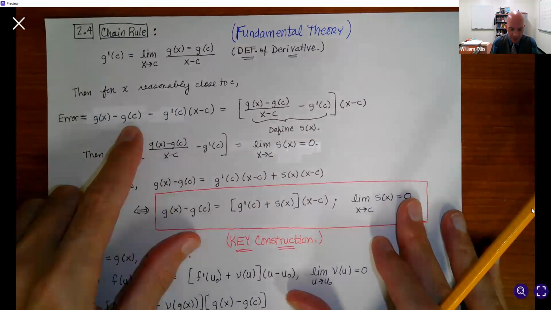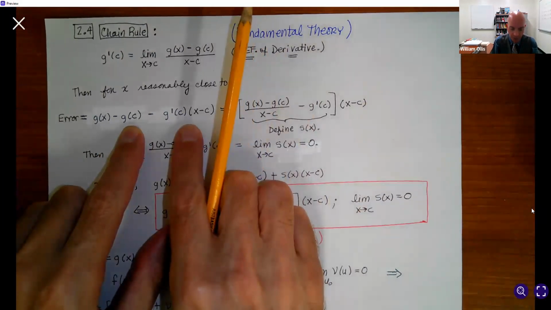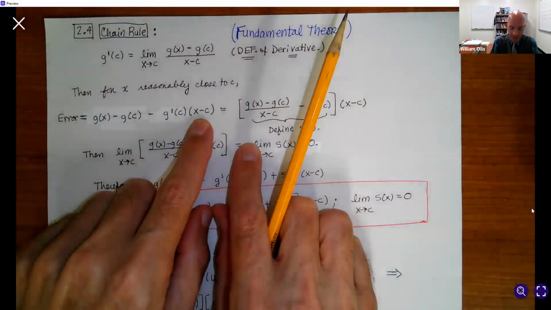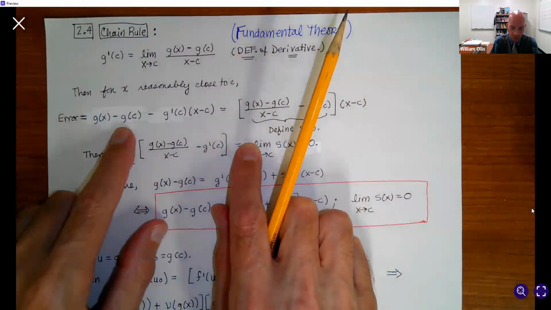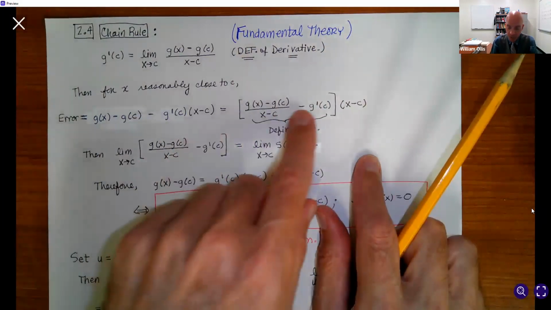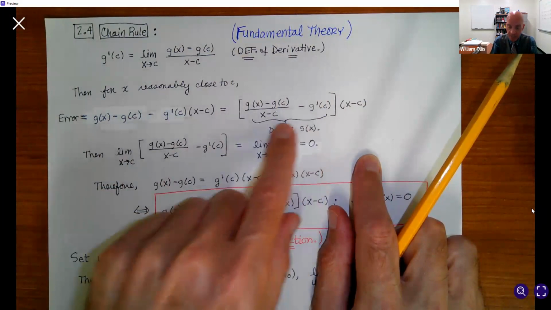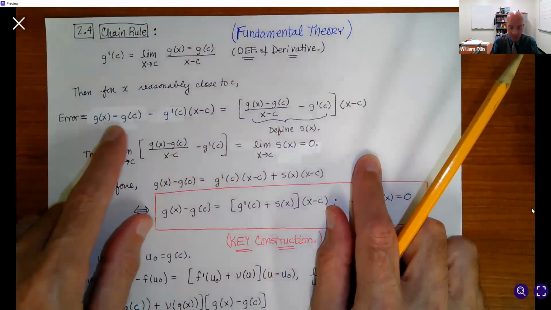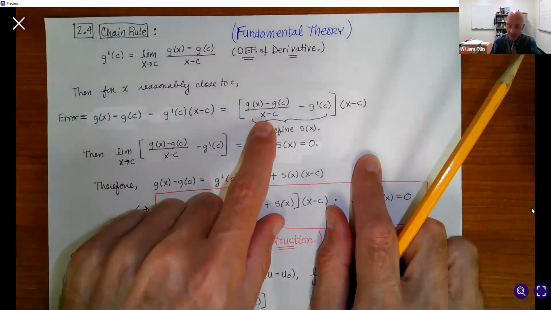Once we look at this, when we think about the error here, we can simply factor the x minus c from both terms. That will leave us with the g prime of c, and then of course, we have to divide g of x minus g of c by x minus c.